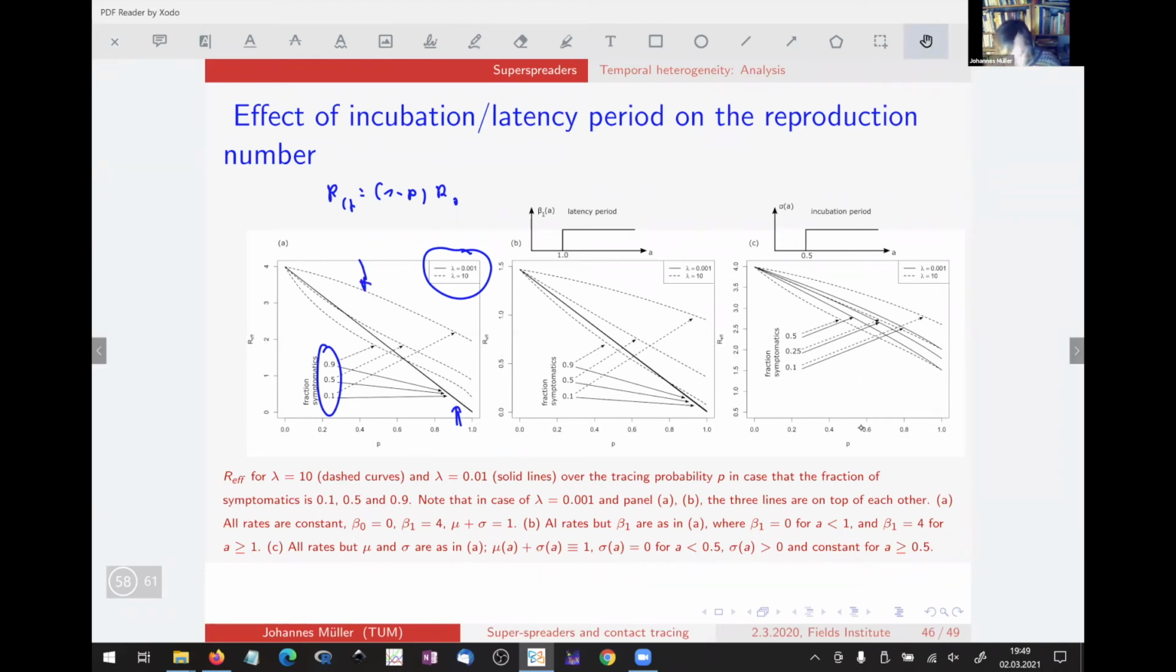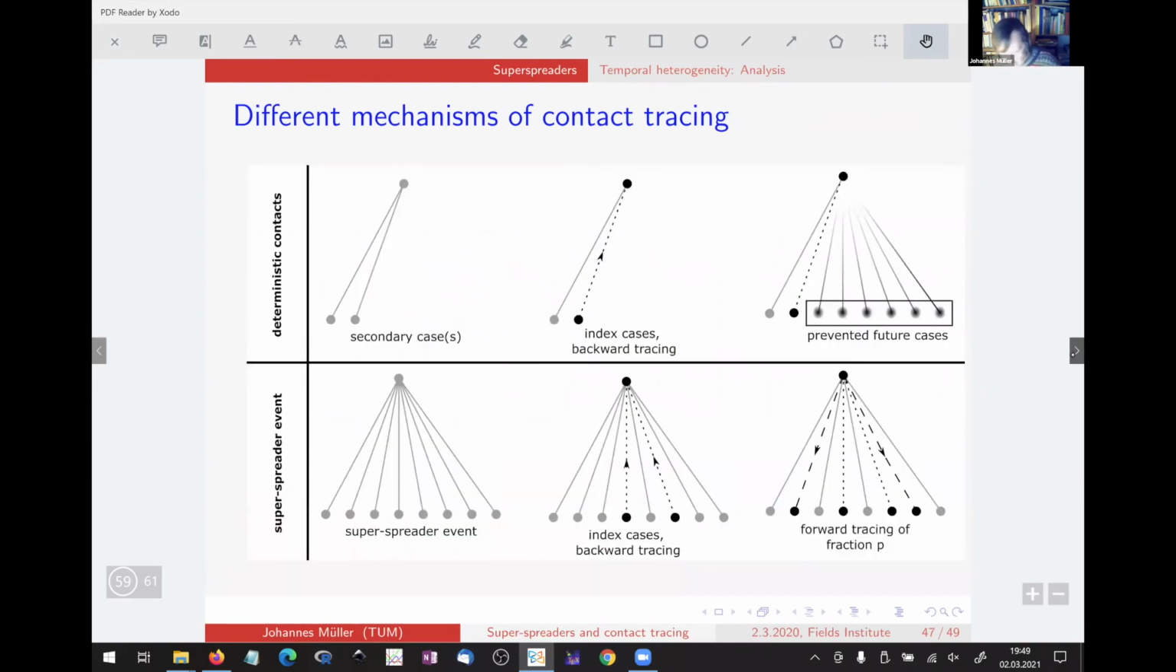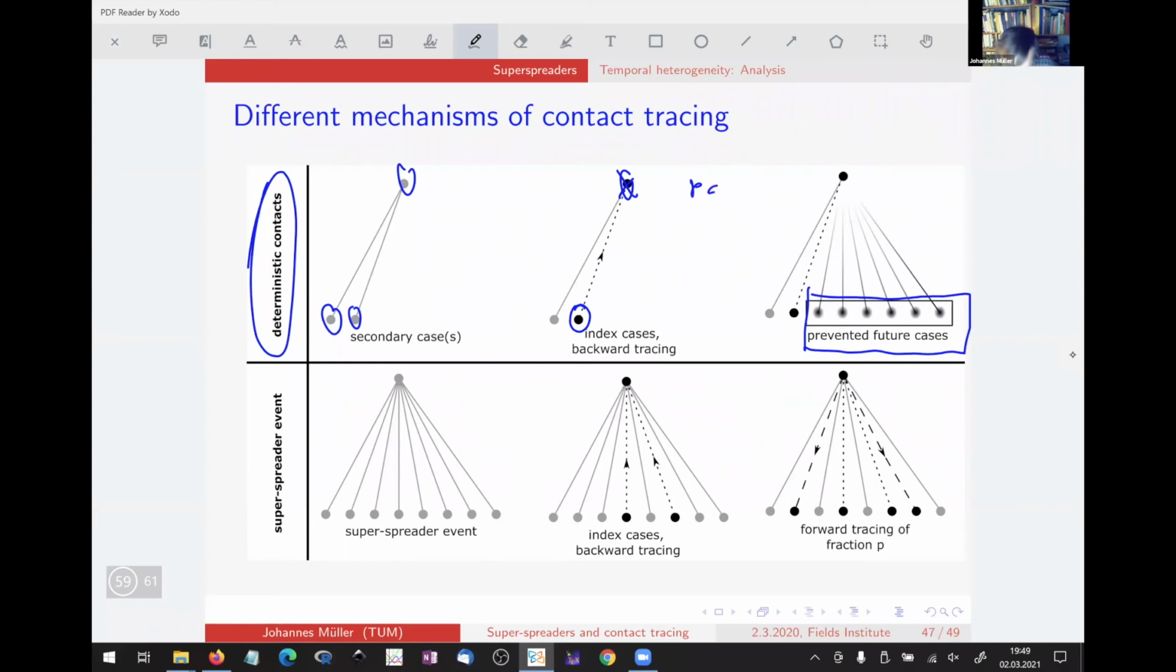And we can understand that. That is a clear hint that there are two different mechanisms at work. In the case without super spreading, what's the idea? We have a guy who infects persons, and if the probability for index cases is high, then soon there will be one index case, and with a certain probability, this guy will be removed. And basically, we prevent future cases. And so even if p is small, we might prevent a high fraction of future cases.